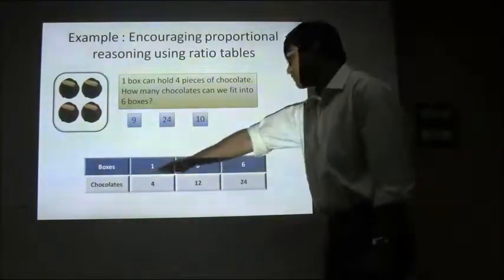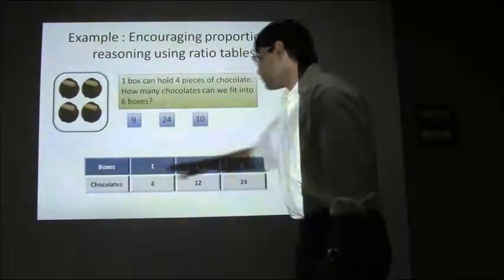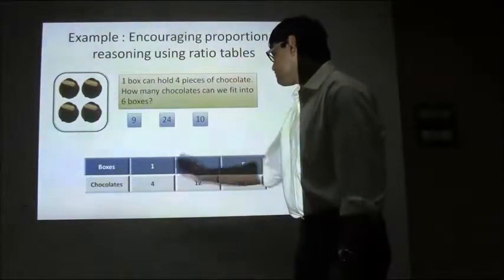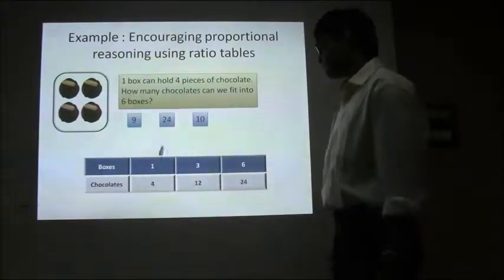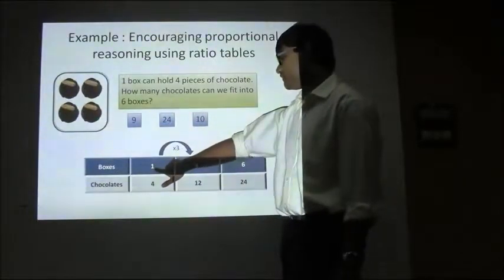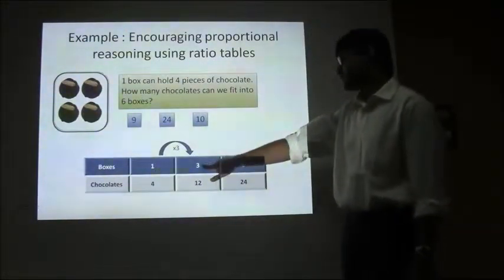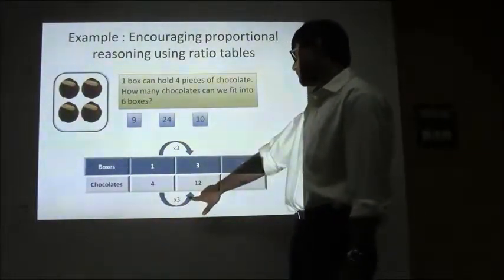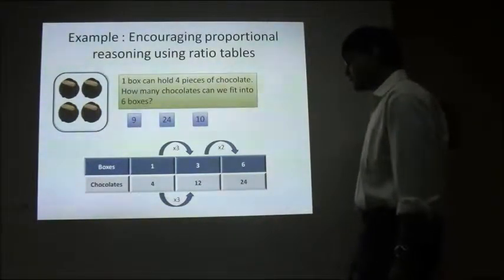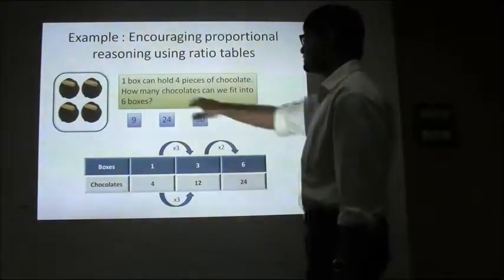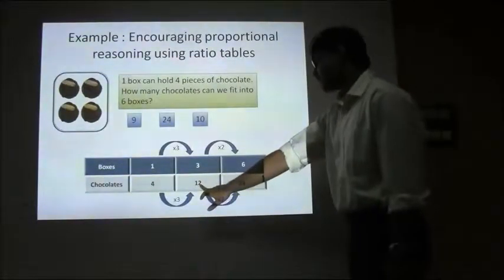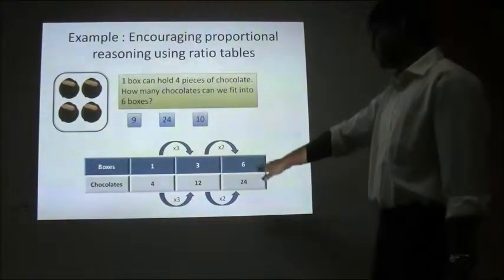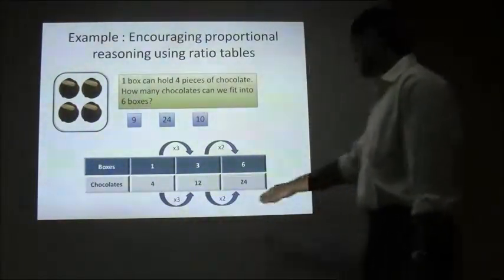Now, the method to remedy is you add 2 rows of boxes and chocolates, and the columns would signify the stepwise solving. So suppose we had 1 here. Now we multiply this by 3 to get 3 boxes, and you do the same thing to the number of chocolates. You multiply them by 3 to get 12 chocolates. Similarly, when you again multiply it by 2 to get the answer 6 boxes, you do the same thing to the second row. You multiply it by 2 and get 24 as the answer. So which is obviously the correct answer, and we have used stepwise proportional solving.